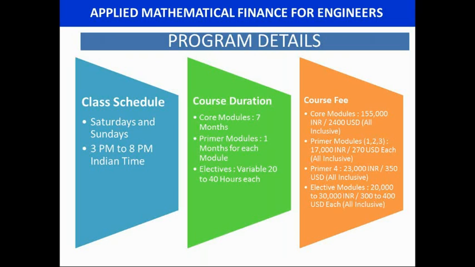is post-certification. The course fee for the core modules is 1,55,000 inclusive of all taxes. And the primers have different course fees. The primers in finance, mathematics, and statistics are 17,000 inclusive of all taxes, and the programming is 23,000. And if one opts for multiple primers, there are discounts on the primers.